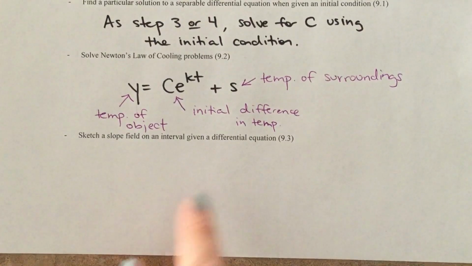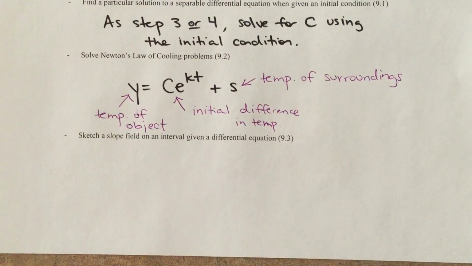Okay, so the last thing, this is actually one of the first things we looked at, but just numerically in the book, 9.3 is our last section. So sketching a slope field on an interval given a differential equation. So just some tips there.